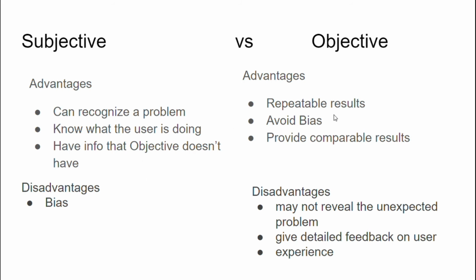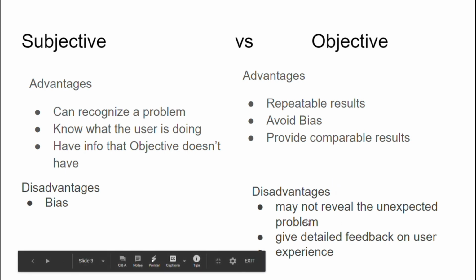Sa kabilang dako naman, objective techniques are not dependent on a particular evaluator. Isang example nito objective is controlled experiments. Advantages: they should be able to produce repeatable results. This avoids bias unlike subjective, and it provides comparable results. Kaso nga lang, hindi nito mababanggit ang unexpected problem or give detailed feedback on a user experience. And that is what subjective technique is good at.